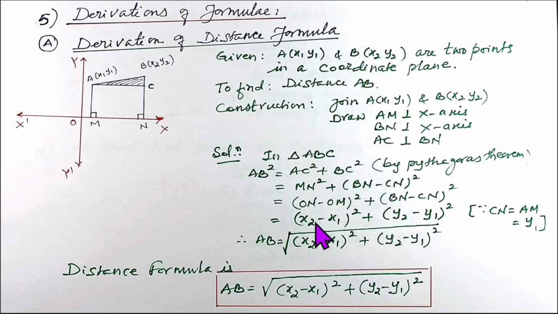I have replaced OM by x1, so it is (x2 minus x1) whole square, plus what is BN? BN is y2. CN is nothing but AM, and AM is y1, therefore CN is y1, so (y2 minus y1) whole square. So we get AB square is equal to (x2 minus x1) whole square plus (y2 minus y1) whole square. Therefore AB is equal to the square root of (x2 minus x1) whole square plus (y2 minus y1) whole square. So that is the required distance formula, and we already learned about the distance formula and its applications in our previous learning sessions.